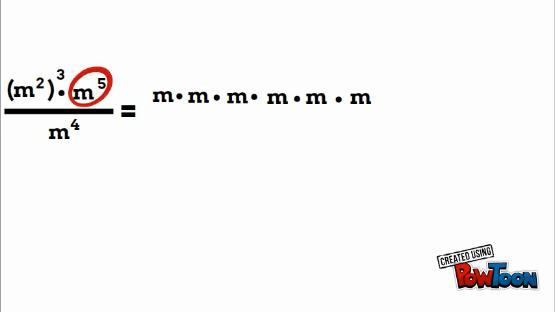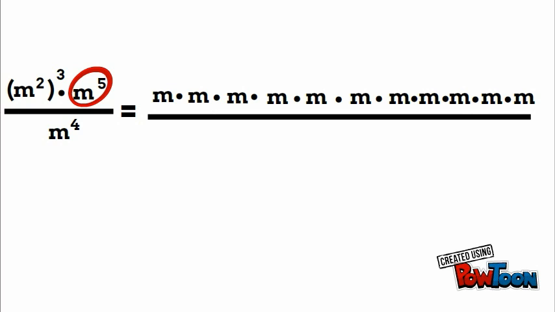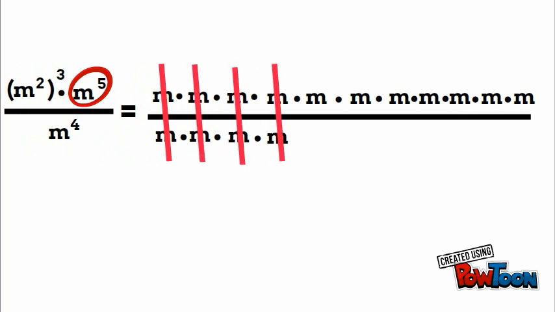Now we still have m to the 5th on top, so we write m times itself 5 times, and that completes our numerator. Now the denominator has m to the 4th, so we can write m times m times m times m. Now we can cancel out numerator and denominator pairs to find our equivalent expression. You see in the numerator we have m times itself 7 times, so our equivalent expression is m to the 7th power. Now let's do that using the quotient rule, which says you can simply subtract the exponents and get our same answer, m to the 7th.